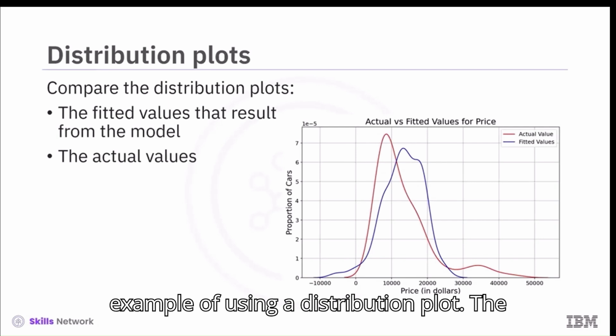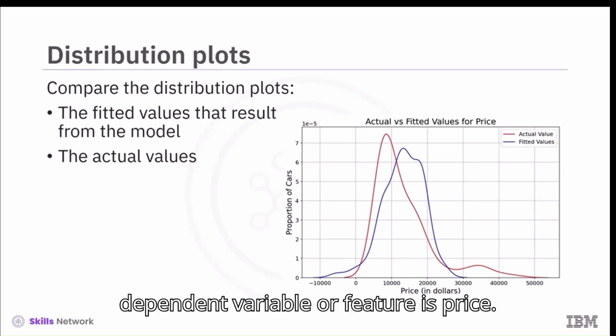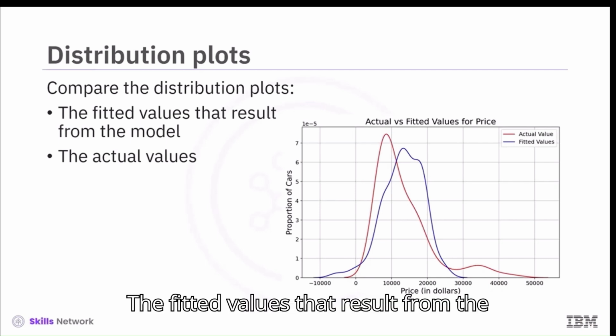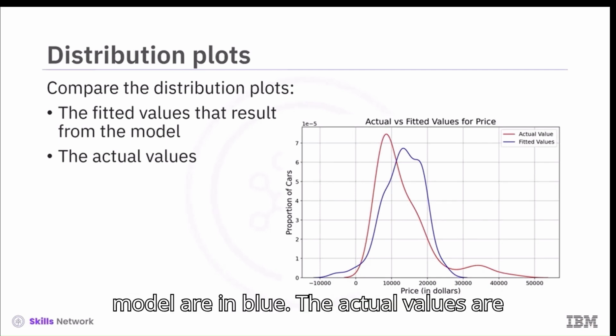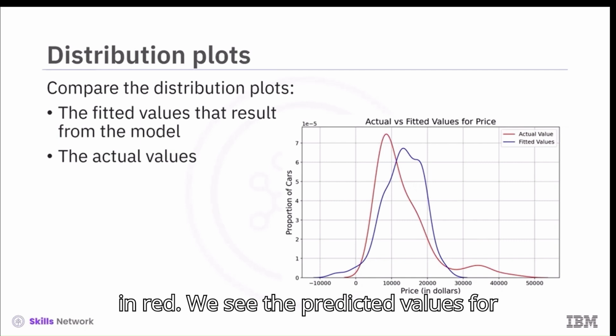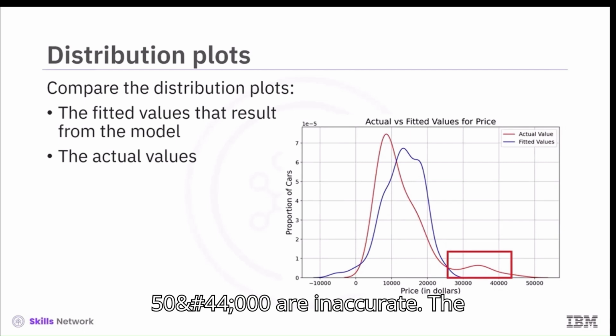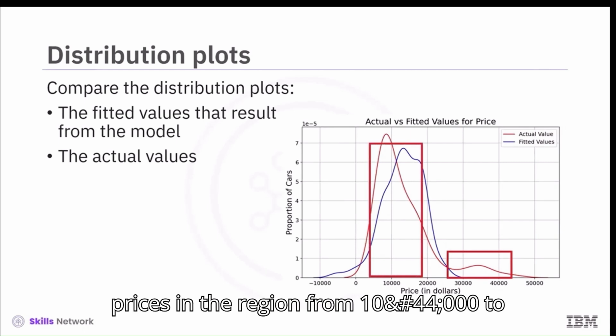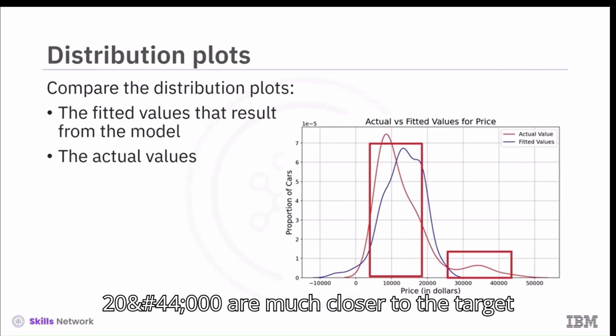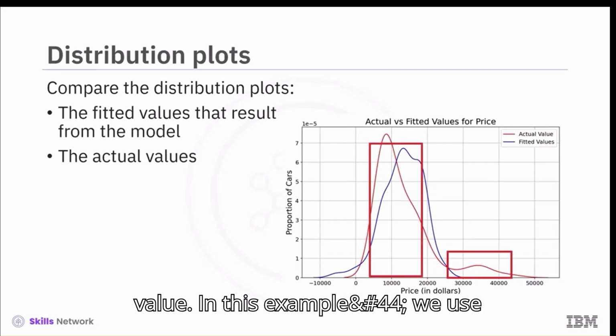This is an example of using a distribution plot. The dependent variable or feature is price. The fitted values that result from the model are in blue. The actual values are in red. We see the predicted values for prices in the range from 40,000 to 50,000 are inaccurate. The prices in the region from 10,000 to 20,000 are much closer to the target value.